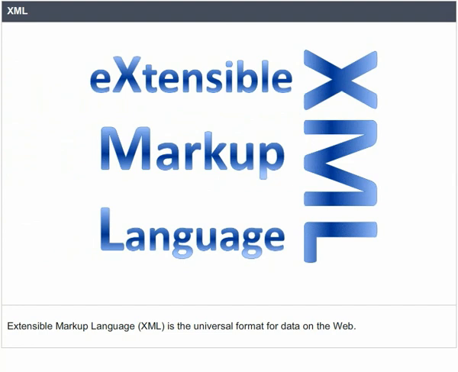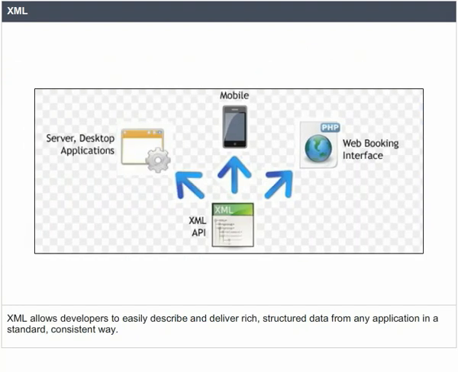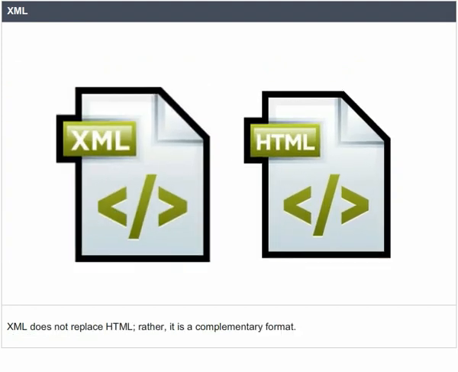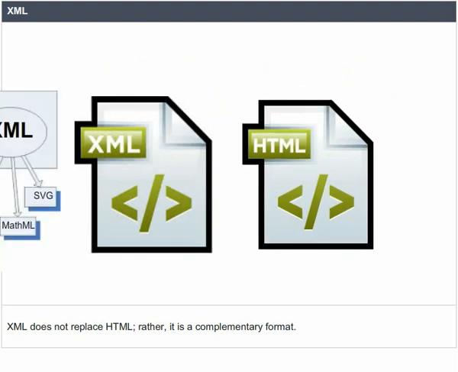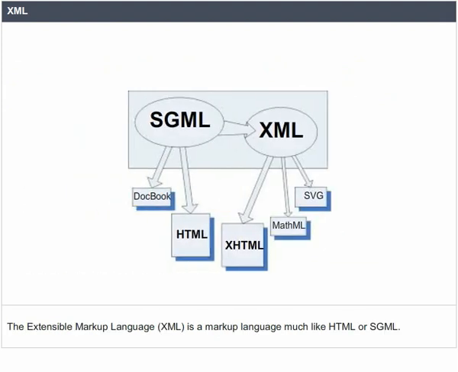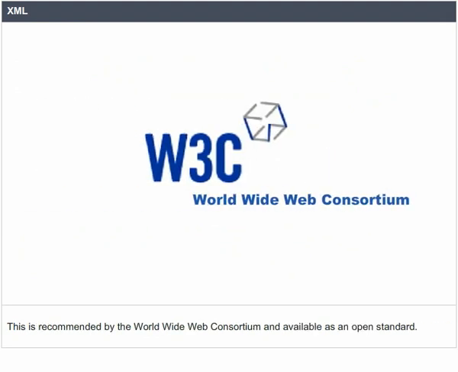XML. Extensible Markup Language is the universal format for data on the web. XML allows developers to easily describe and deliver rich, structured data from any application in a standard, consistent way. XML does not replace HTML, rather it is a complementary format. The Extensible Markup Language, XML, is a markup language much like HTML or SGML. This is recommended by the World Wide Web Consortium and available as an open standard.